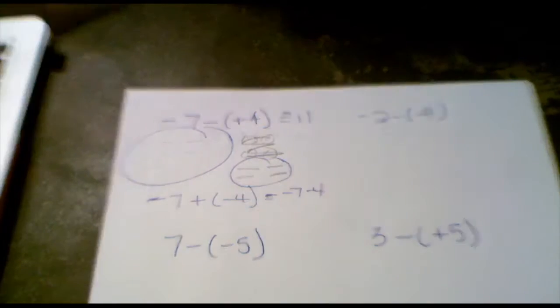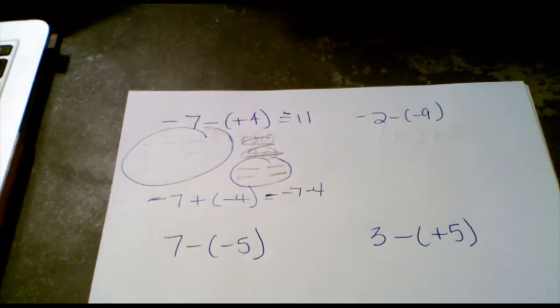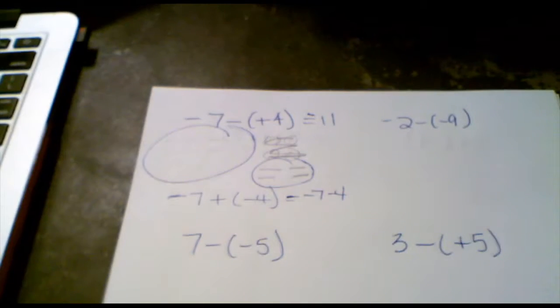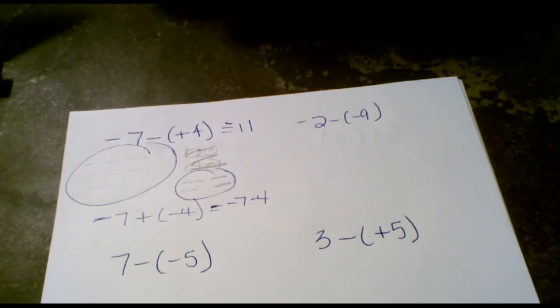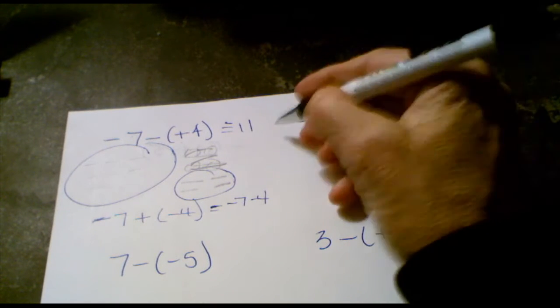Which also becomes -7 -4, which will give me 7 and 4, -11. Okay, I think I'm going to use a pen from now on, because sometimes it's later in the day and the pencil's not really showing very well. Okay, so let's look at the next one.